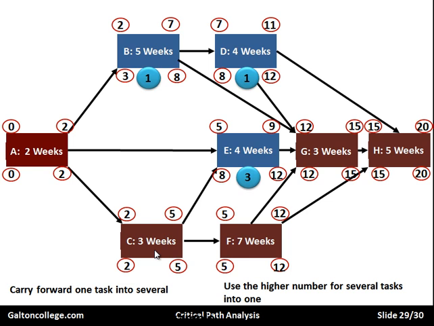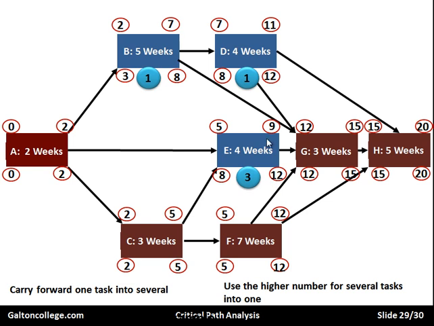Now, there are two connections between C, one going to E and one going to F. Take the smallest one, so we have an 8 here and a 5 here. So we always take the smallest, take the 5. Subtract the 3 gives us a 2. And that's how we got the 2 up here. Okay.